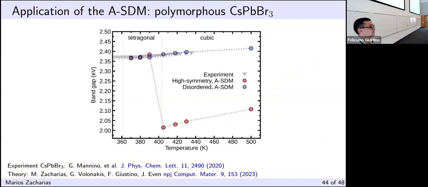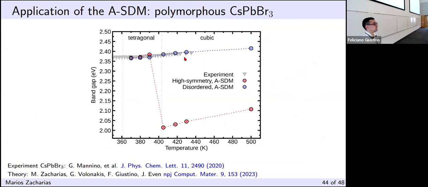Here is another benefit of using the polymorphous structure. So if you go from the tetragonal to the cubic phase, and if you force the system to respect the symmetries of the structure, so going from the tetragonal to cubic, and you use a high symmetry system, you get a jump in your variation of the band gap with temperature, which is not the case in the experiment.